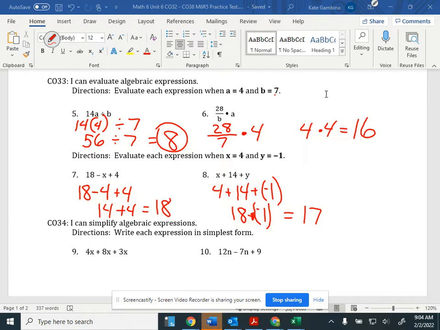Any questions on filling in or substituting in those numbers for your variable? Feeling good about that? Because I saw quite a few people struggling on that yesterday.